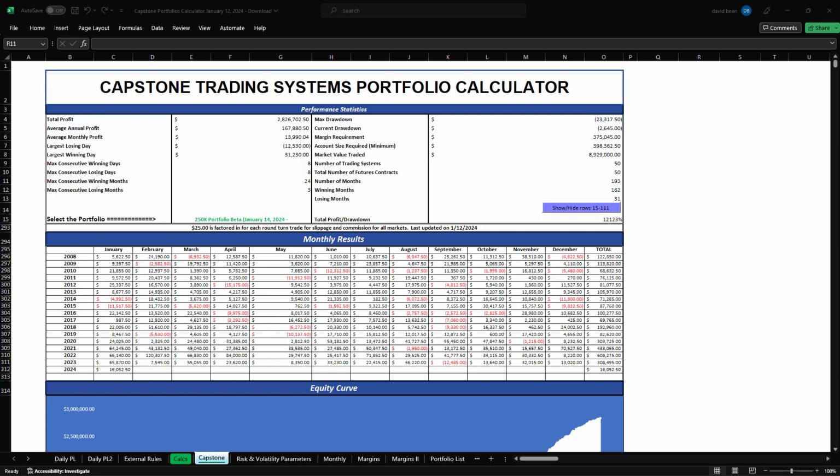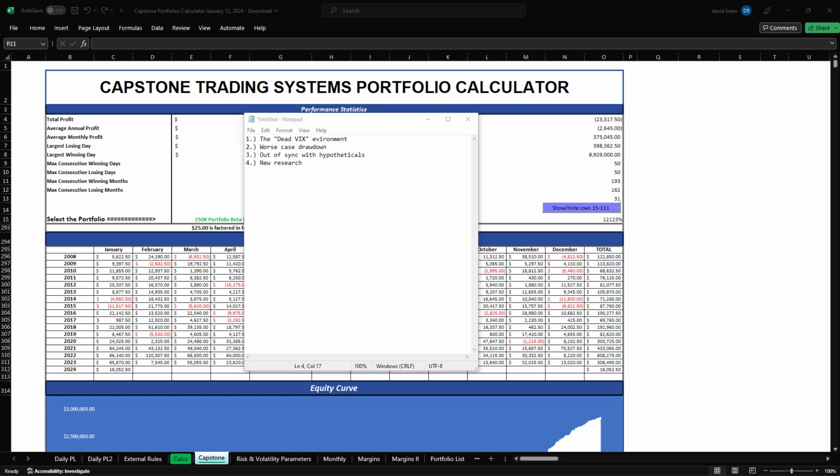Reset for our 250K portfolio live trading from a portfolio 53 to a portfolio 50. I have 4 reasons why we're going to do that, and we're going to discuss that. The first reason is the dead VIX environment. These are a list of 4 reasons right here. The dead VIX environment that we're experiencing. I'm going to go over that.